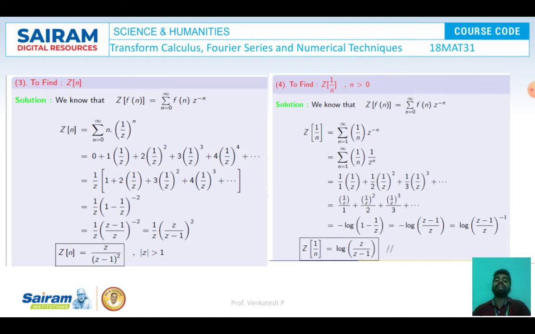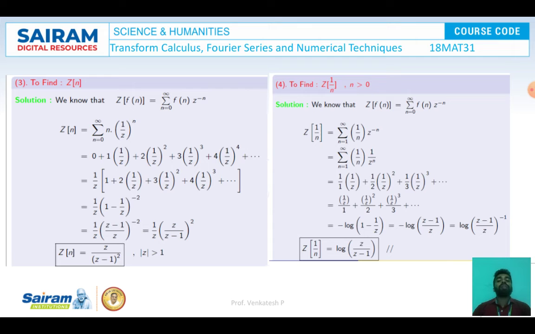So from this entire equation, I will be taking 1 by z common factor. So I got 1 by z into 1 plus 2 into 1 by z plus 3 into (1 by z) whole square plus 4 into (1 by z) whole cube and so on. So this will be equal to (1 minus 1 by z) whole power minus 2 into 1 by z. So expanding this, we got 1 by z into ((z minus 1) by z) whole power minus 2. So it will be equal to (1 by z) by (z minus 1) whole square. Simplifying this, we got z transform of n is equal to z by (z minus 1) whole square with the condition mod z is greater than 1.